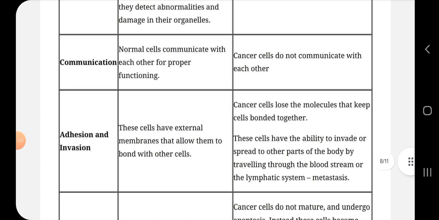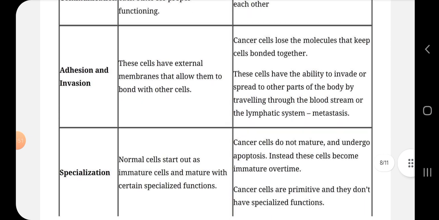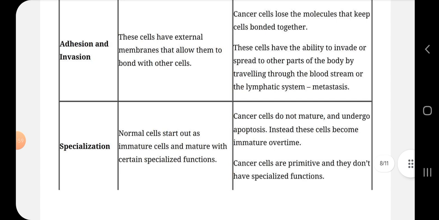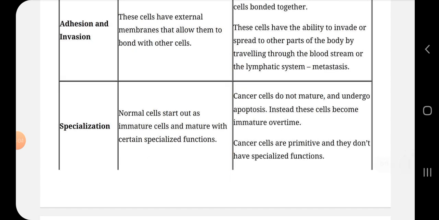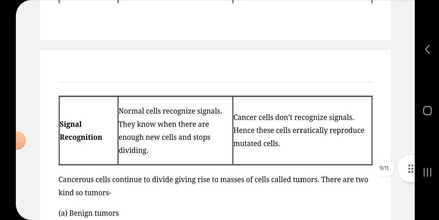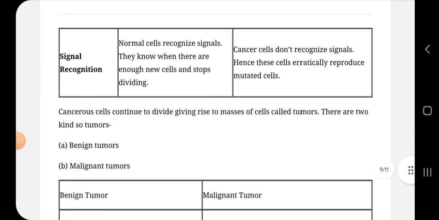Cancer cells do not communicate with each other. They lose the molecules that keep cells bonded together. These cells have the ability to invade or spread to other parts of the body by traveling through the bloodstream. Cancer cells do not mature and undergo apoptosis. Instead, these cells become immature over time. Cancer cells are primitive and do not have specialized function. They do not recognize signals, hence these cells erratically reproduce mutated cells.